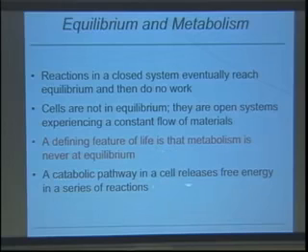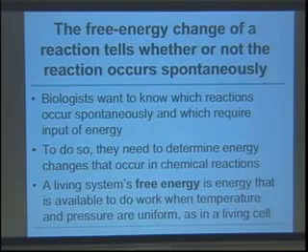And as we said, a catabolic pathway in a cell releases free energy in a series of reactions. And very importantly, this is not happening willy-nilly. These reactions are very highly regulated and carried out in steps by enzymes so that as energy is released, it can be harvested to do other things. Okay? To do other things, either to build other kinds of molecules, maybe to allow the cell to move around, allow it to transport molecules across the membrane, as we talked about last week, that sort of thing. Okay? And very importantly, the free energy change of a reaction tells us whether or not the reaction occurs spontaneously.